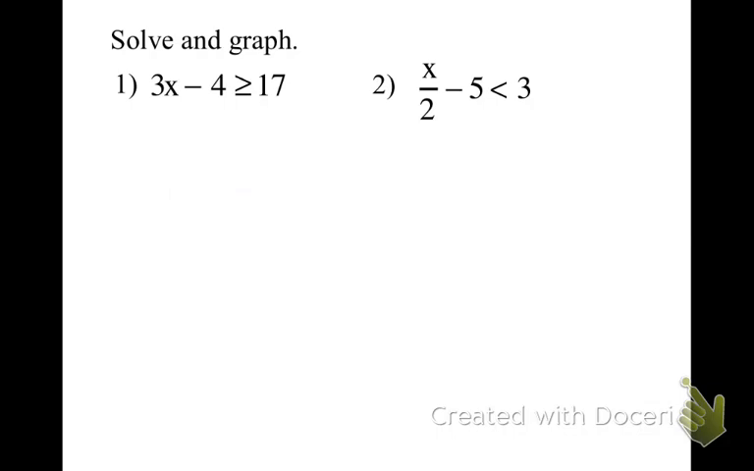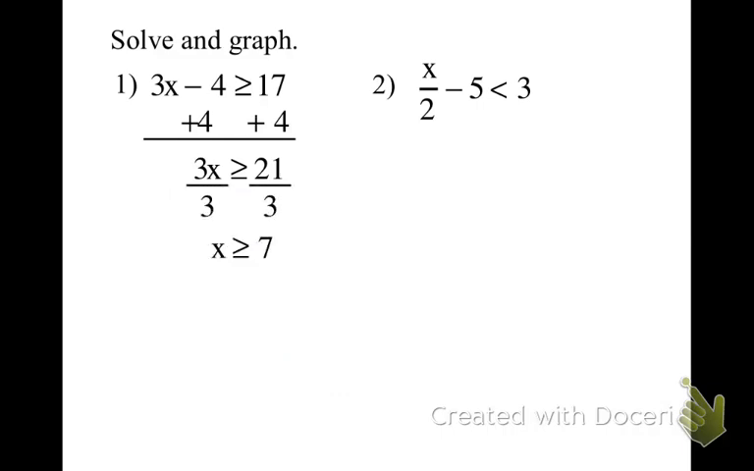Now I'd like you to pause the recording and try the next one on your own. All right, so for the next one, to undo the addition and subtraction first, we have to add 4 to both sides. Then we end up with 3x is greater than 21. Divide both sides by 3. And we are left with x is greater than or equal to 7.